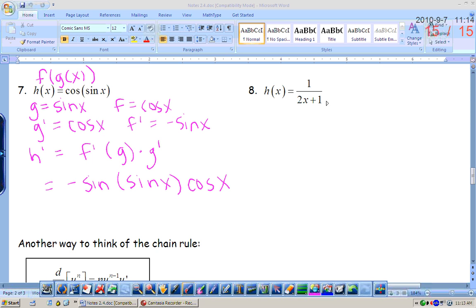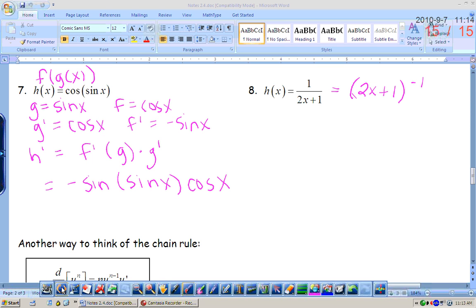Number 8, we could use the quotient rule if we wanted to. Or we could rewrite it as 2x plus 1 to the negative 1 power and use the chain rule. Your choice. It doesn't matter. Personally, I hate the quotient rule. I don't know why, but I hate the quotient rule. So I try to avoid the quotient rule at all costs. But whatever floats your boat, I'm cool with. All right, that being said, I'm going to skip number 8.